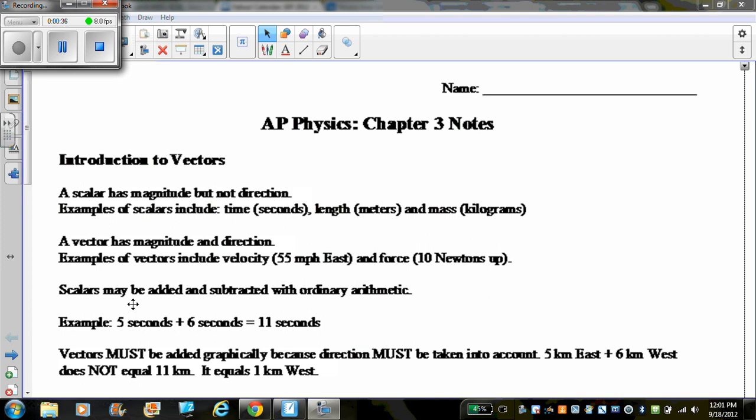Scalars may be added and subtracted with ordinary arithmetic. For example, if we take time, 5 seconds plus 6 seconds equals 11 seconds. Vectors must be added graphically because direction must be taken into account. For example, 5 kilometers to the east plus 6 kilometers to the west does not equal 11 kilometers. It equals 1 kilometer to the west.